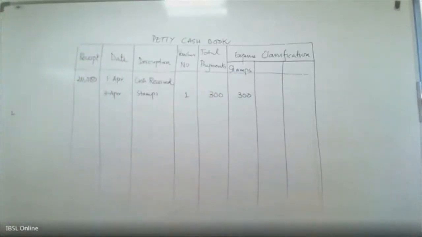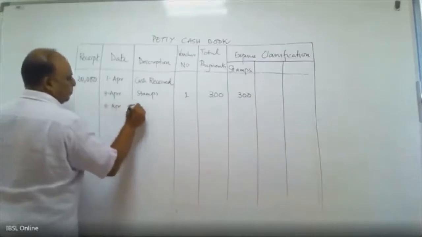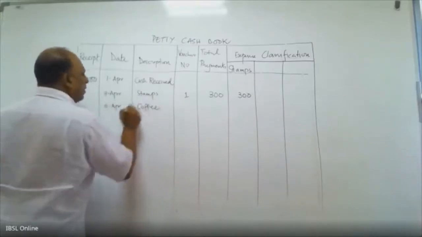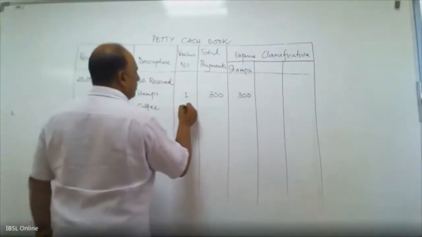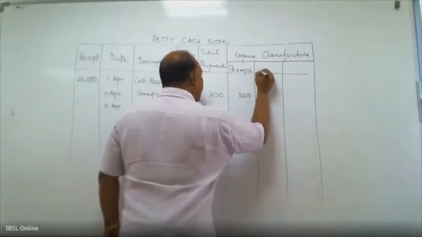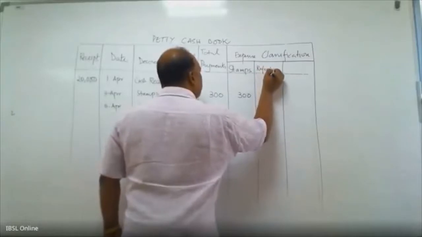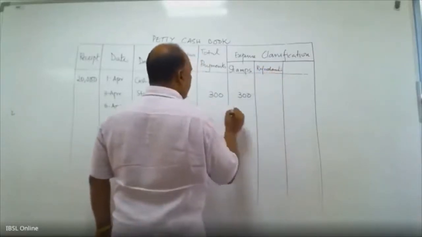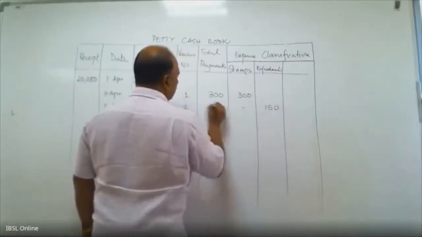Then on 5th of April, again, you have a coffee voucher. You might have taken some customer or somebody to the coffee shop, and you have had coffee, and the amount is, let's say, 150 rupees. You can call it refreshment or coffee, whatever you like. Let's say refreshment, and that will be 150.